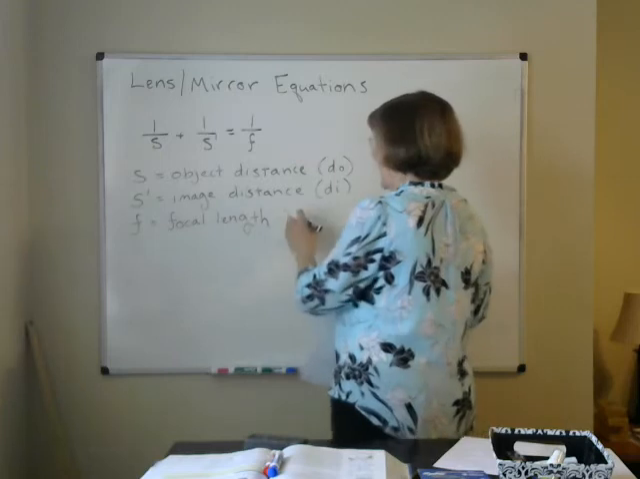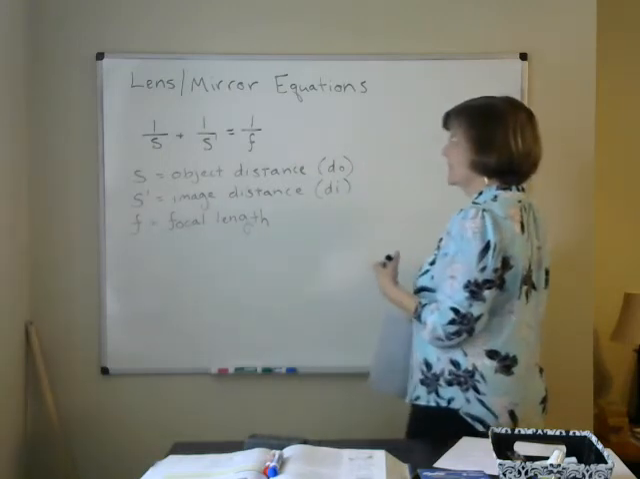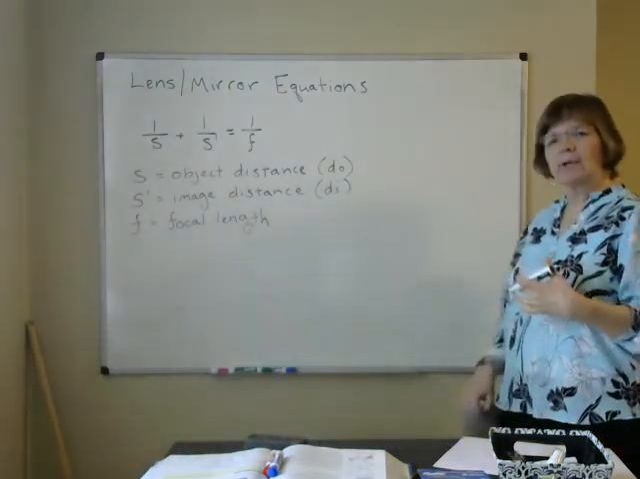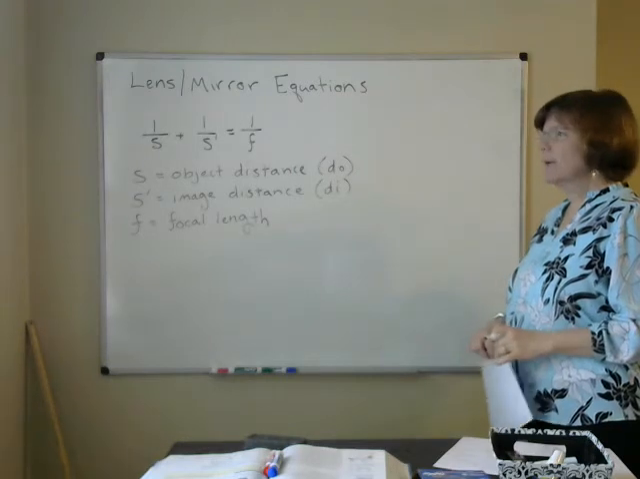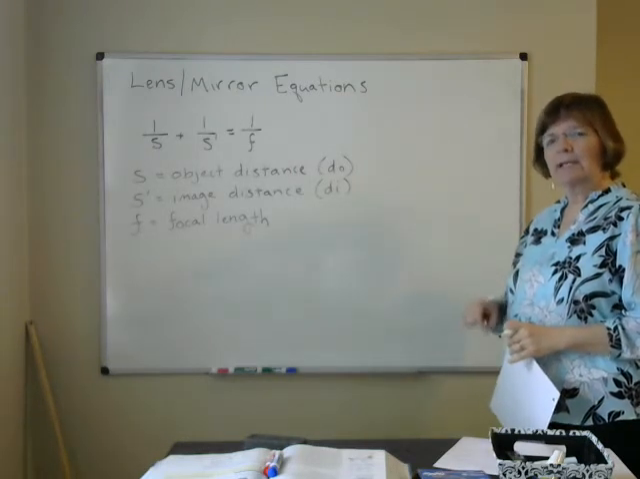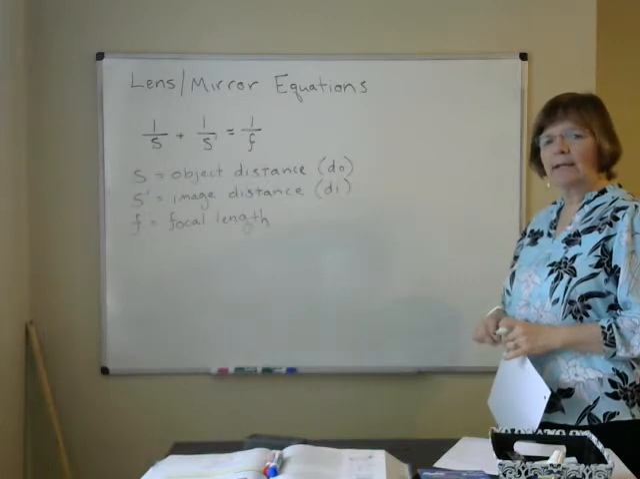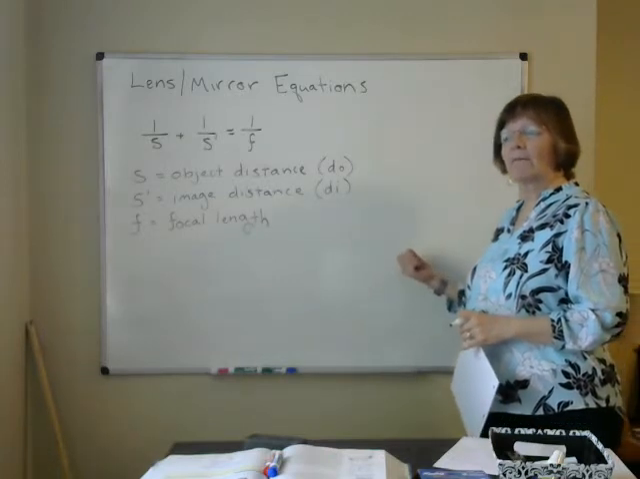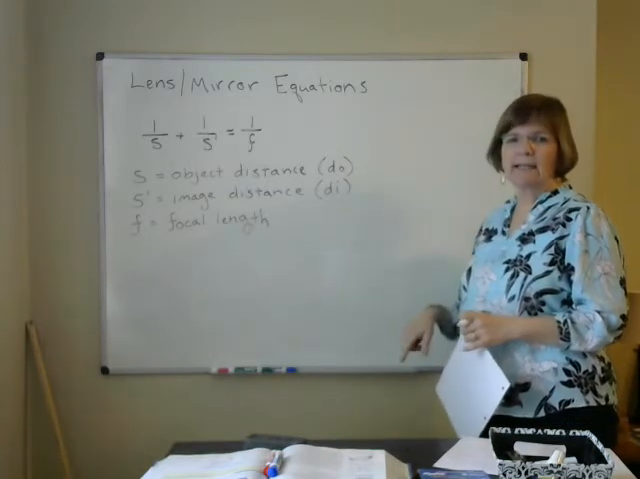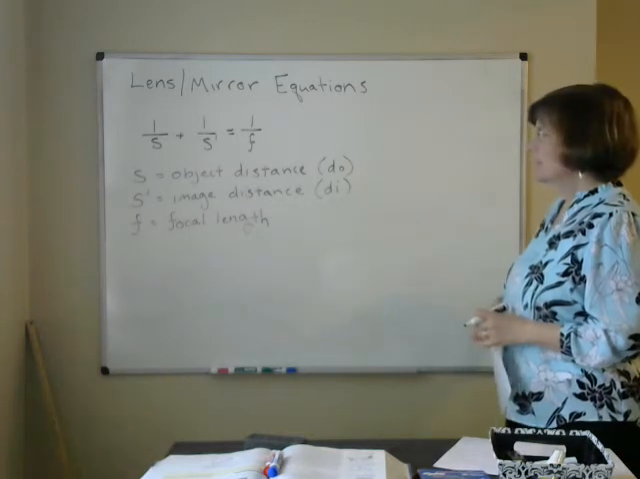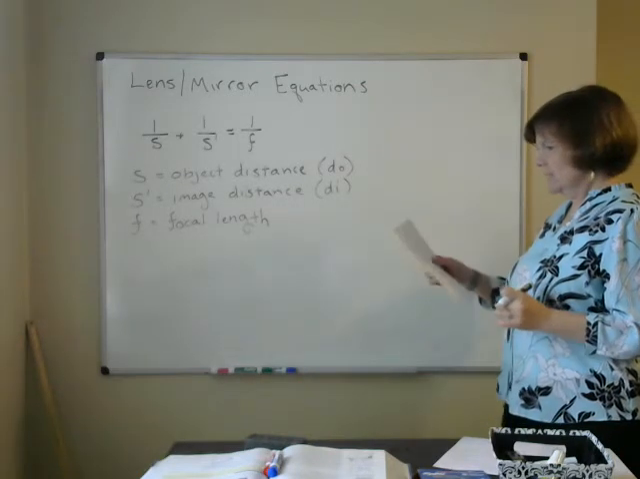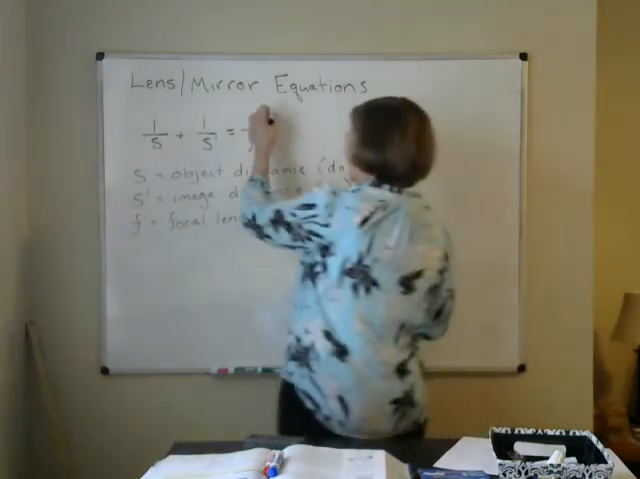One of the things we have not mentioned yet is that focal lengths can be positive or negative. For a concave mirror like we just looked at, it's a positive focal length. When we talk about convex mirrors, we'll find out that it has a negative focal length. But that's one of our equations. It's a very important equation.